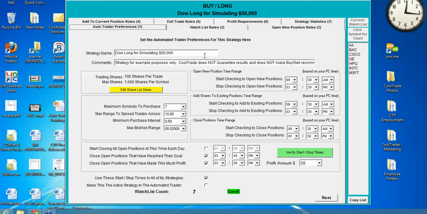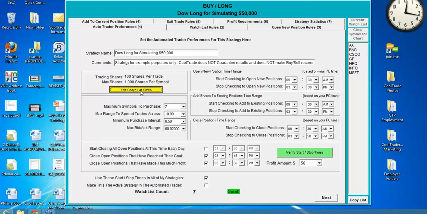This is called the Dow long strategy for simulating here. This one is set up for a $50,000 account, and it's one of the preloaded ones that comes right with the system. It's an example strategy for simulating purposes. And right here, the first box is where we tell the robotic trader how many shares we want to trade. The way this one is set up, it's trading 100 share lots.